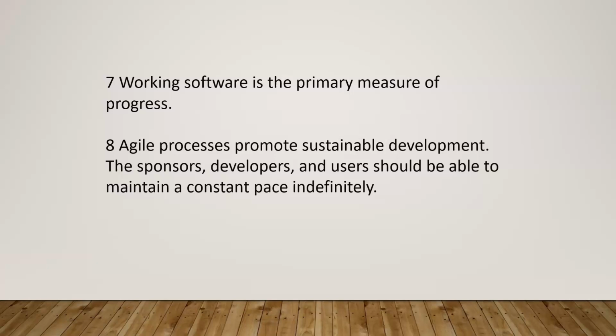Right, fine. Eighth point: Agile processes promote sustainable development. The sponsors, developers, and users must be able to maintain a constant pace indefinitely. Here they actually want sustainable development. It is not like someone asked, are we going to deliver in one shot? No, we are not going to develop in one shot. We will be delivering the product at a constant pace, not in one shot. So there will be sustained development.